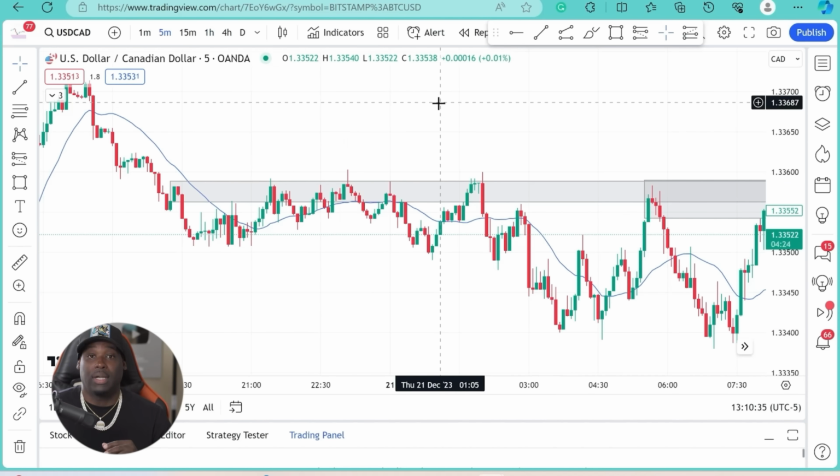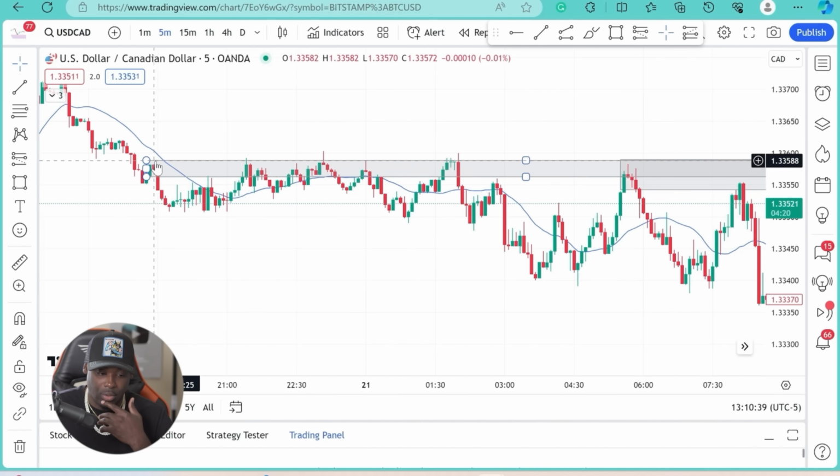Now, what happens if there's no resistance and it never goes back to the supply or demand level? Guess what? There's no trade. Then you wait till the next day or wait till you see another trade appear, right? So that's the best thing to do. Now, let me show you guys some more examples. All right, guys, so here's another example right here. Notice how we have resistance.